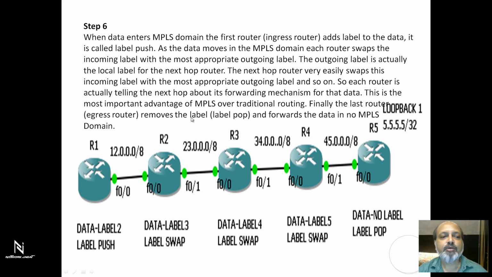Finally, the last router, or the egress router, removes the label, that is label pop, and forwards the data in the non-MPLS domain.